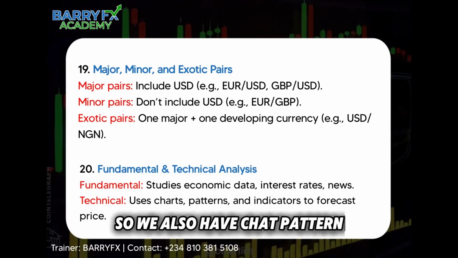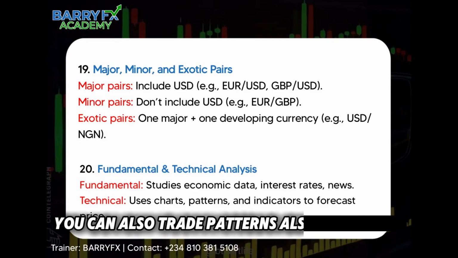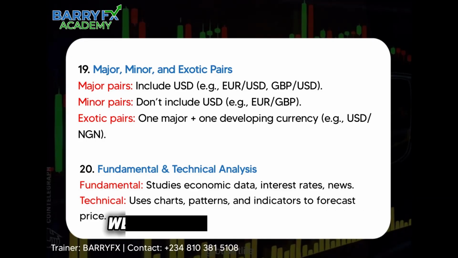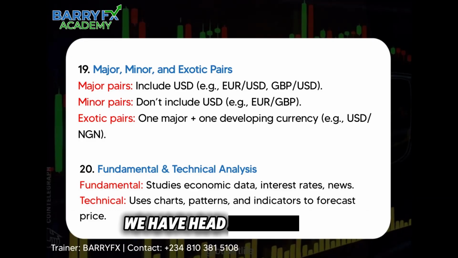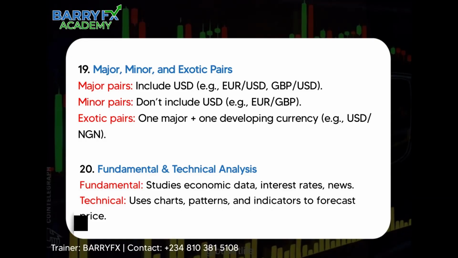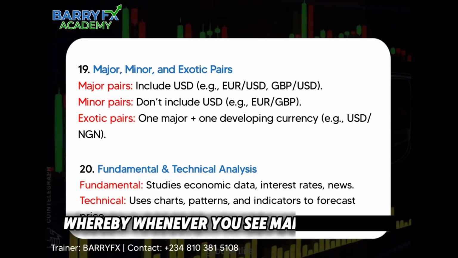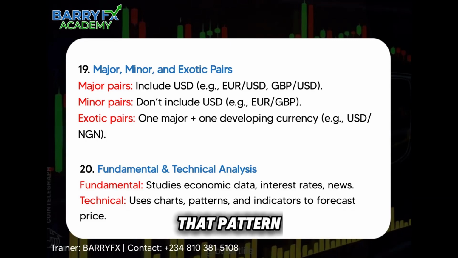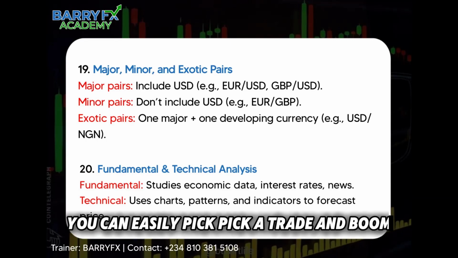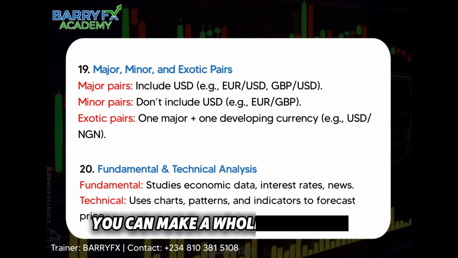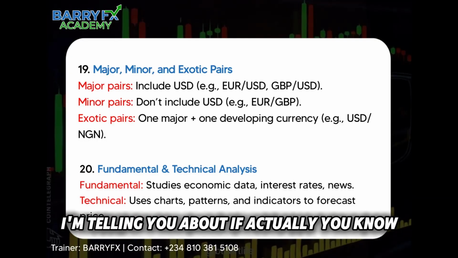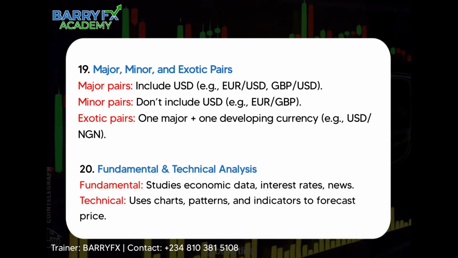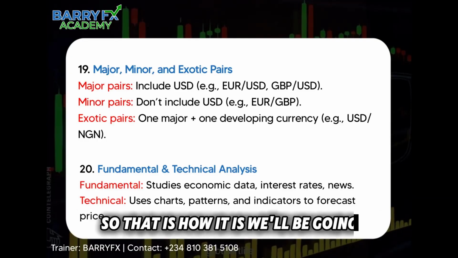So we also have chart patterns. You can also trade patterns. We have double top, double bottom, head and shoulders, falling wedge. We have a lot of patterns in the market, whereby whenever you see the market forming that pattern, you can easily pick a trade, and boom, you can make a whole lot of money from any of those patterns that I'm telling you about, if you actually know how to trade it. So that is how it is.